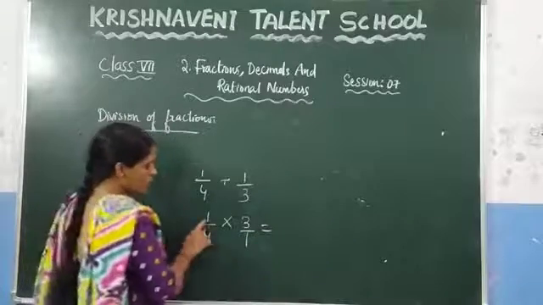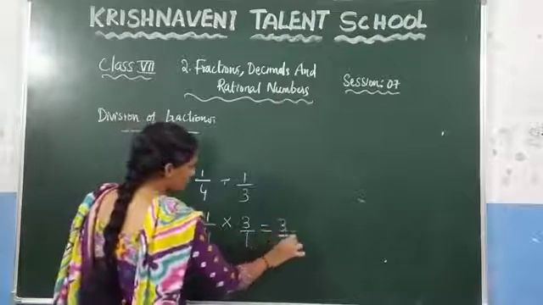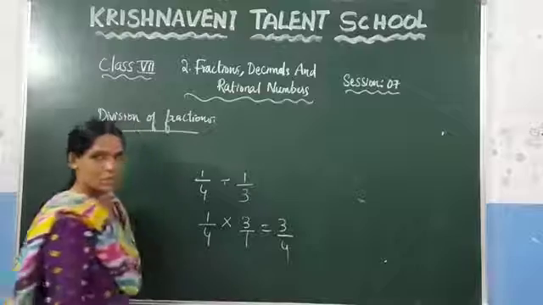Now you can multiply the numerators since multiplication is there. 1 into 3 is 3, and 4 into 1 which is 4.